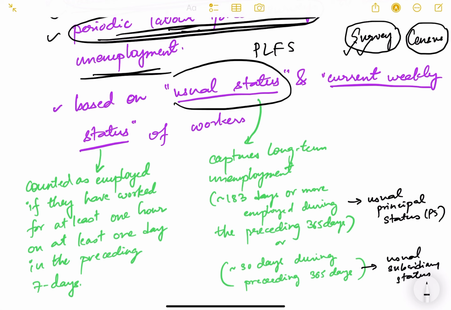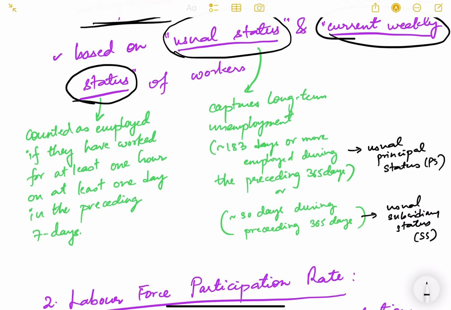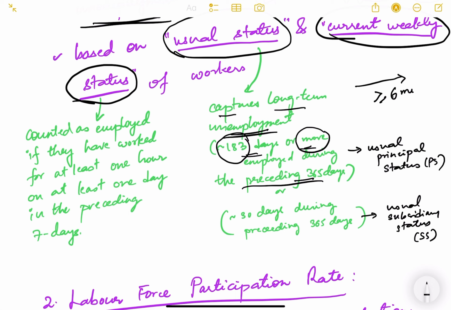They check the usual status of the people and the current weekly status. Now what are these two things? First of all, the usual status captures the long-term unemployment. They will ask whether a person was employed for 183 days or more in the preceding 365 days. So in the last 1 year, whether the person was employed for 183 days or more, meaning more than or equal to 6 months.